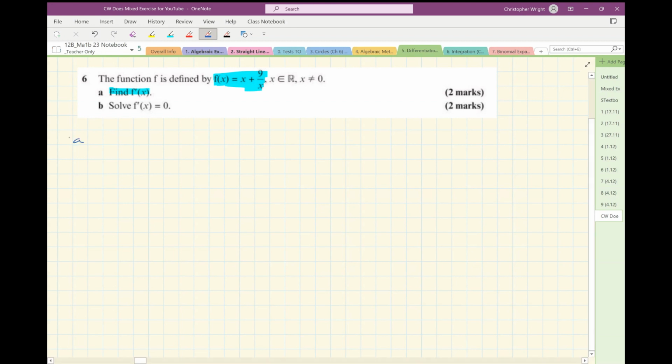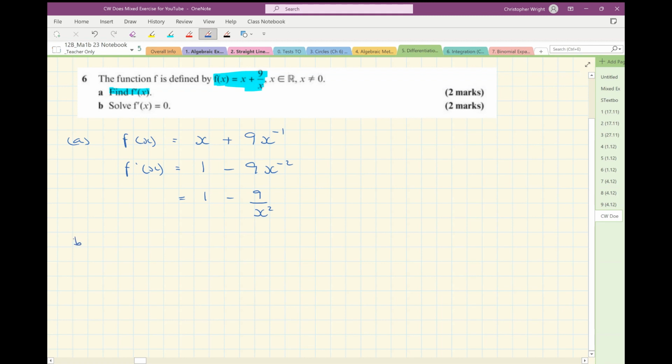So for part A, I'm going to rewrite f of x as x plus 9 times x to the power of minus 1 to make it easier for me to differentiate it. And that gives me a differential of 1 minus 9 times x to the power of minus 2, which I'm going to rewrite as 1 minus 9 over x squared.